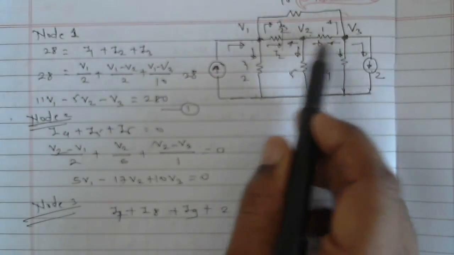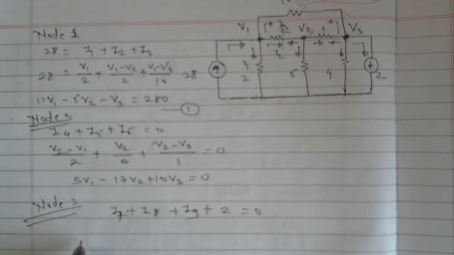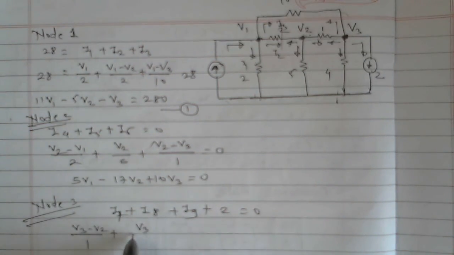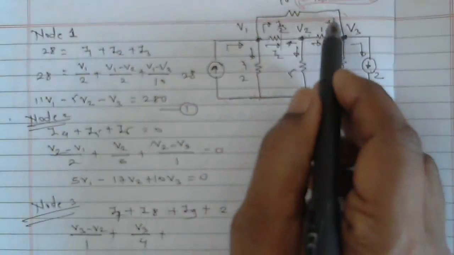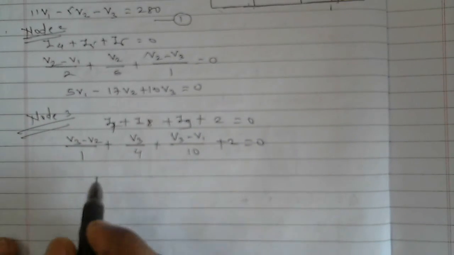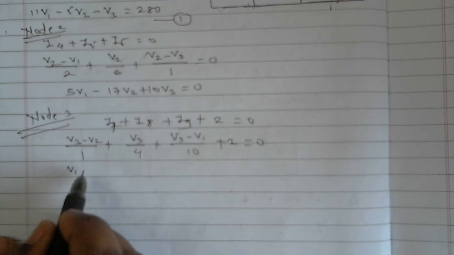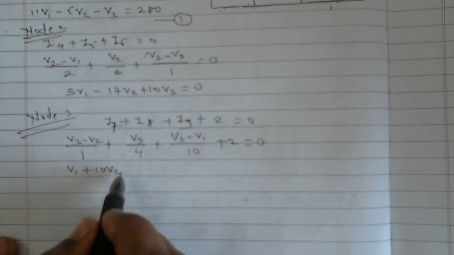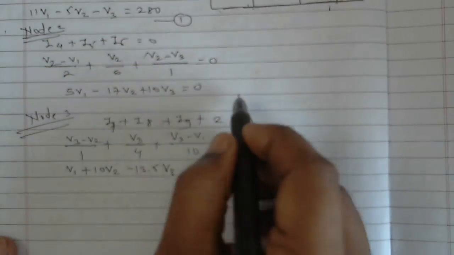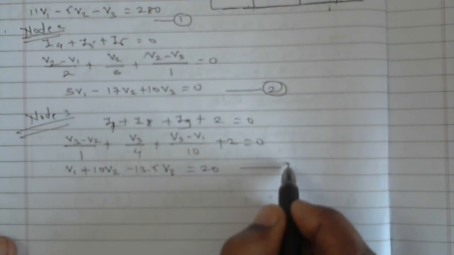So what is I7? This current: V3 minus V2 by 1. What is I8? This current: V3 by 4. What is I9? This current: V3 minus V1 by 10, plus 2 equal to 0. Now if you solve this equation, you will get V1 plus 10 V2 minus 13.5 V3 equal to 20. This is the second equation, this is the third equation.